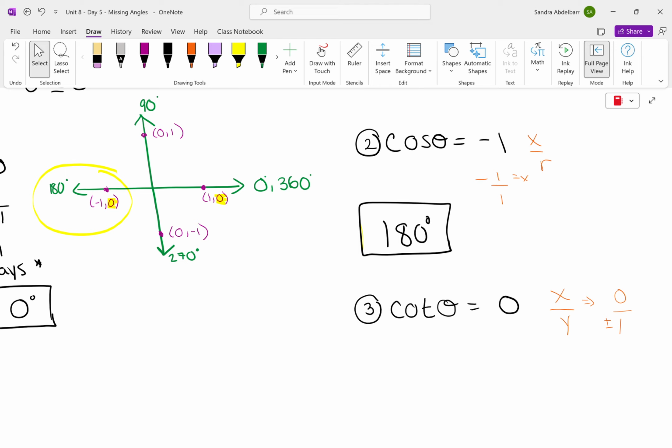You're confused? X just has to be 0. So in order to have 0, x has to be 0. So in which point is x 0? That one, this one, and that one. So it's 90 and 270. Oh, so that's your final answer. Yeah. All right, we should have gotten, where is x 0? 90 and 270. All right, we're done.